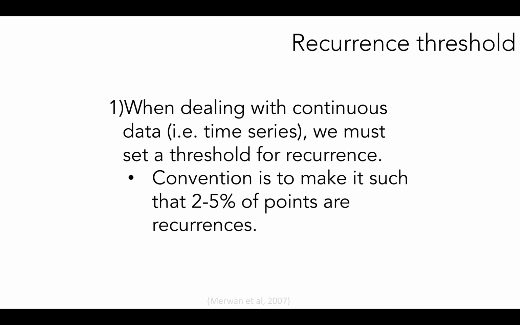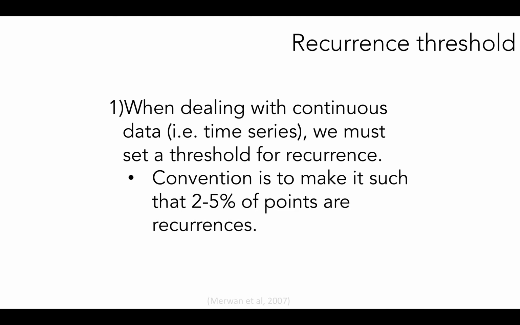So think like a stock, for example. Do we want to set every time the stock gets to $10.11, or do we want to give it a range, maybe like $9.80 to $10.40? So you have a little bit of a range there. Every time it gets to that point, we'll call it a recurrence.